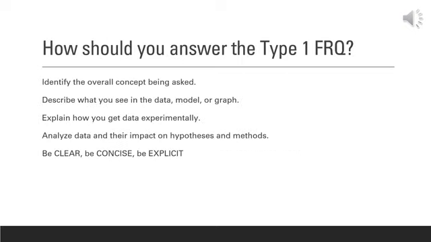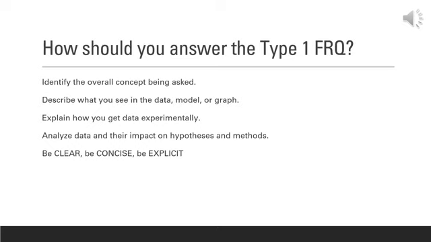So, to sum up, how should you answer the Type 1 FRQ? Let's look first at the things you should do before you start writing your response. You should be able to identify the overall concept that's being asked. On a scratch piece of paper, write down what the concept is. Describe what you see in the data, the model, or the graph. What is it telling you? How does it connect to the overall concept?